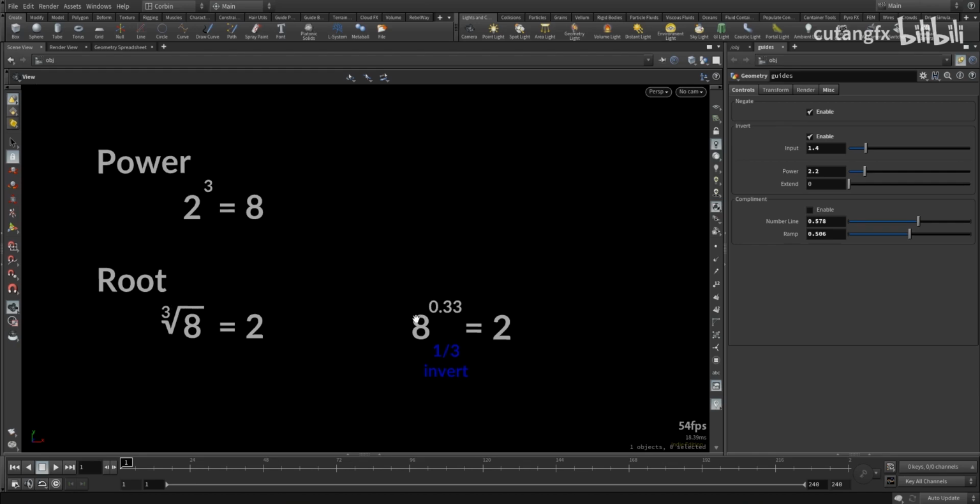So for example, maybe an easier number to understand is squared. So 2 squared is 4. But then the square root of 4, right? We would just say 4 to the power of, and then instead of 2, it's 1 divided by 2, okay, which is 0.5. So 4 to the power of 0.5 is going to give us 2.